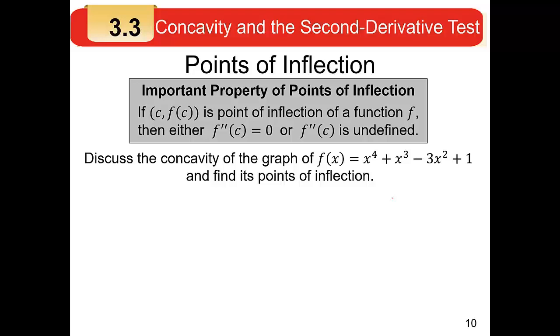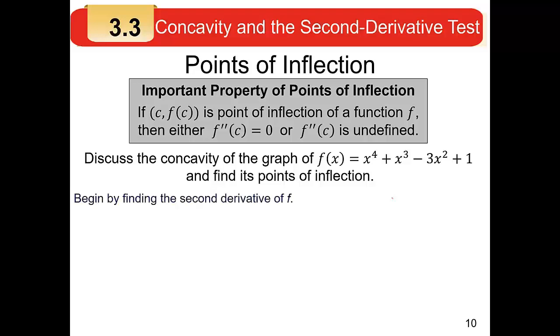The undefined part goes away because for a polynomial function, f and all its derivatives are defined on the whole real number line. It's only where they can be equal to 0 that you have to worry about. So again, we're looking for concavity and inflection points.